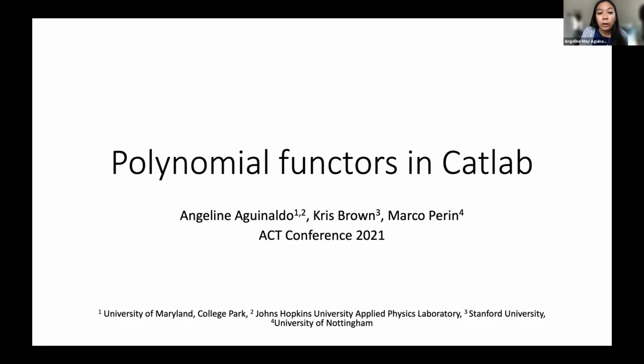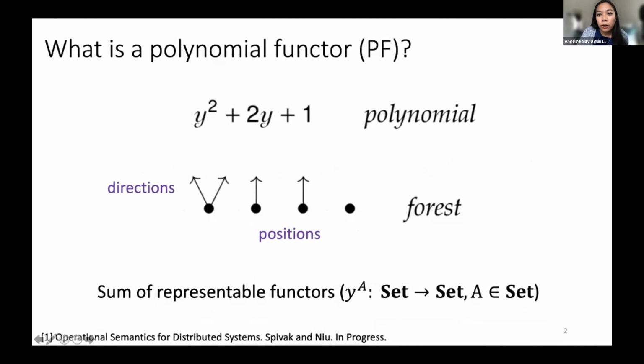Over the next 10 minutes, Kris and I will be talking about our progress with regards to implementing polynomial functors in CATLab. So what is a polynomial functor? Well, we're all familiar with what a polynomial is. David Spivak and Nelson Niu are proposing another terminology for viewing these polynomials. And just so you can see it here, there's this forest representation of a polynomial that we can use to intuit the dynamics of mode-dependent dynamical systems.